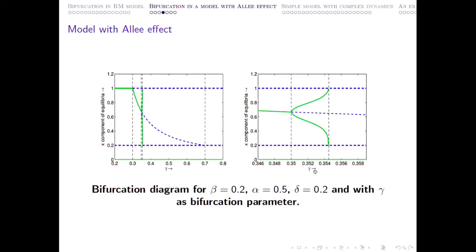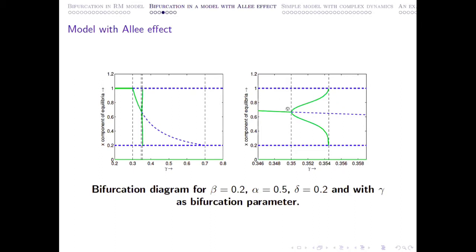That means when gamma varies from 0.35 to 0.354 something, because this point is 0.354, but this one is a little bit more. If I recall correctly, the value was 0.35447, something like that. Sorry, 447, not 457. And these bifurcation diagrams are obtained for these parameter values with gamma as the bifurcation parameter.